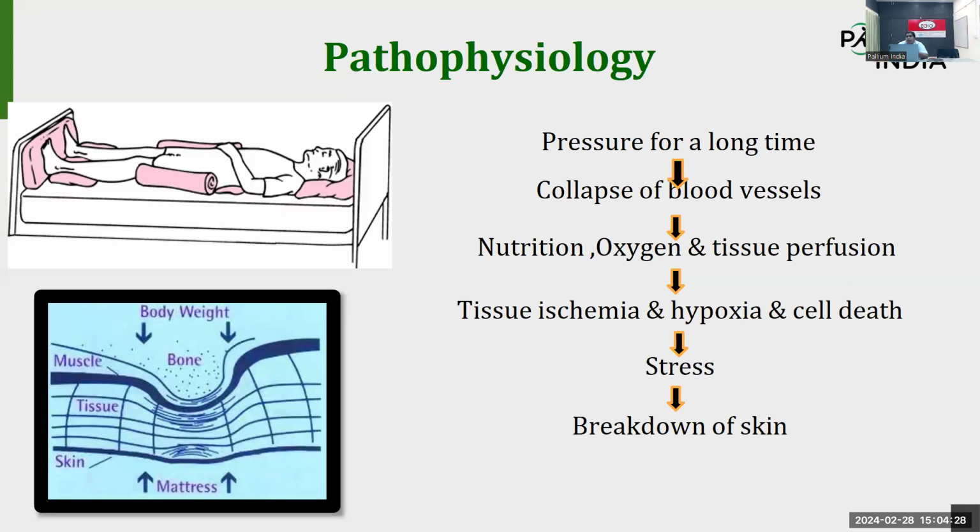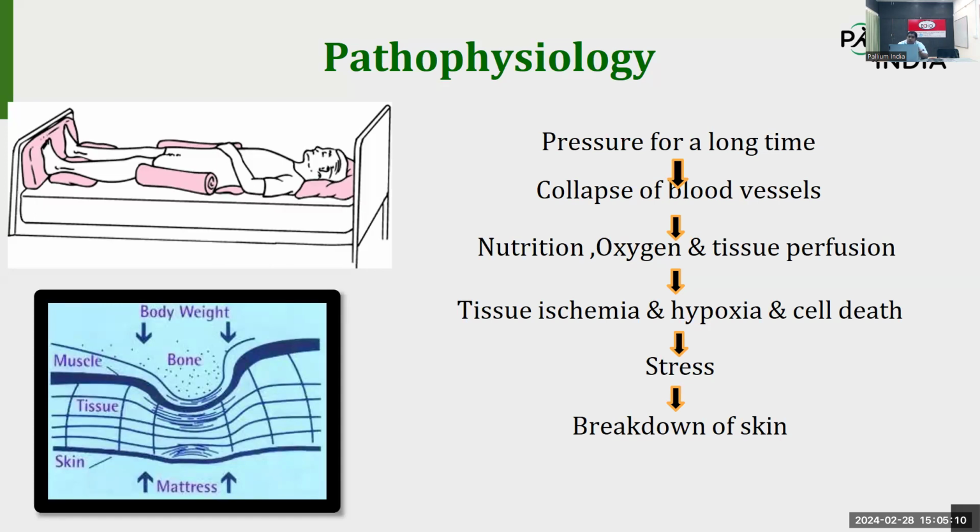Whenever the blood vessels collapse, tissue perfusion may be affected. Along with that, nutrition and oxygen supply are also reduced to that area due to the collapsed blood vessels. Due to the affected tissue perfusion and decreased oxygen level, there is a chance of tissue ischemia. This leads to hypoxia and it leads to cell death. Due to the ischemia and hypoxia, the end result is cell death. This will cause stress or breakdown of the skin in that particular area.